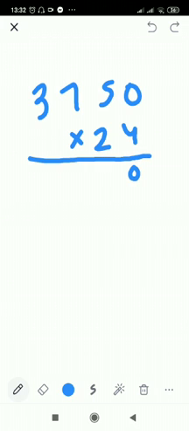4 zeros are 0, 4 fives are 20, 0 here, 2 carried, 4 sevens are 28 plus 2 is 30, 0 here and 3 carried, 4 threes are 12 plus 3 is 15.